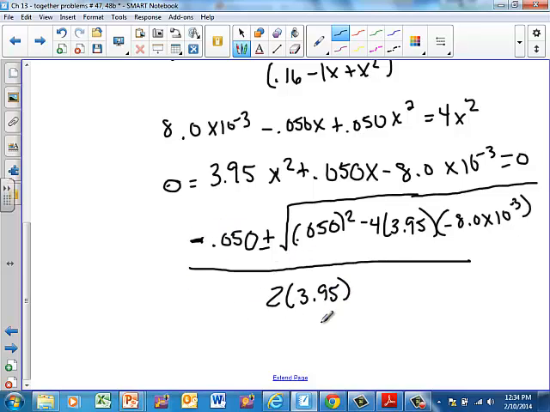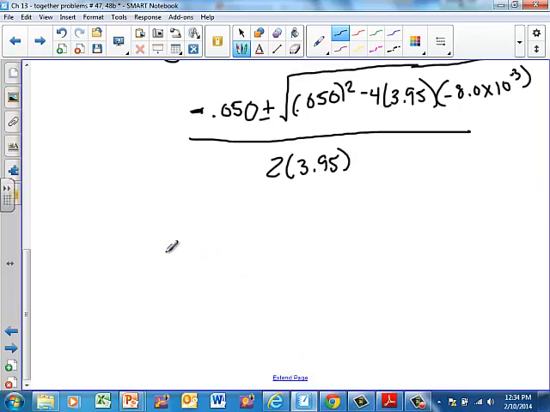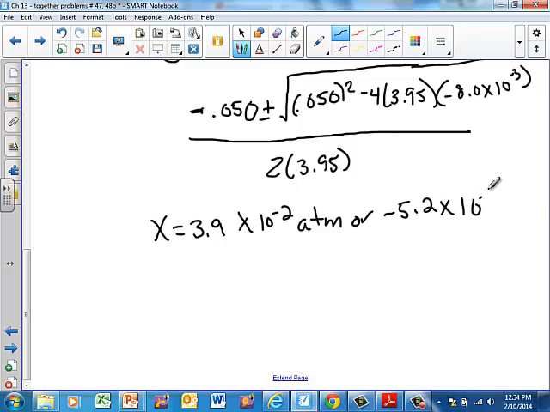Okay, so again, take the time to solve this, particularly if it's been a long time since you've done the quadratic formula, just to make sure that you can work it out. Now your x values here are going to end up to be 3.9 times 10 to the negative second, or negative 5.2, excuse me, times 10 to the negative second. Now you can't have x be negative, so we're going to lose that one right away. So x has to be 3.9 times 10 to the negative second.